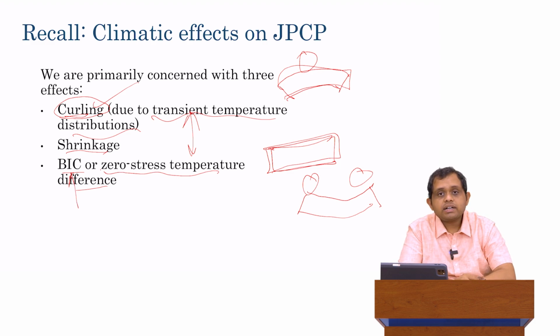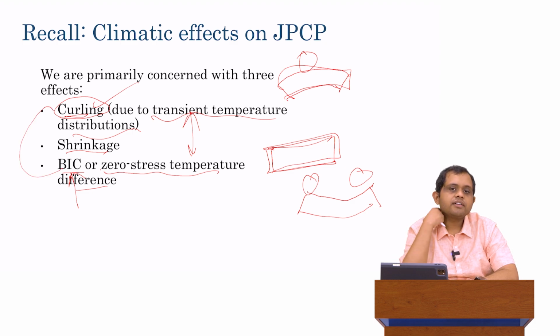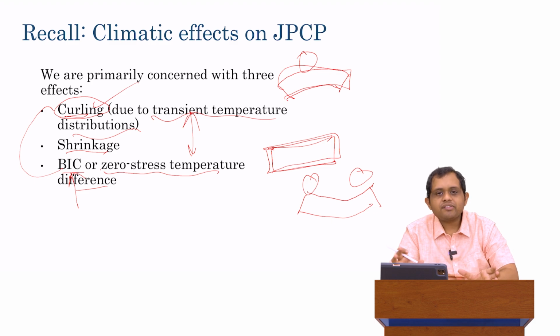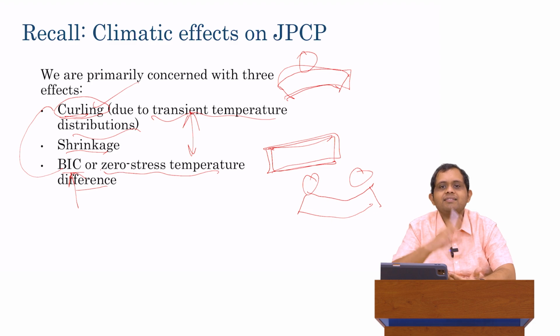You want to go back to that lecture, where we had a fairly detailed discussion of the mechanism of built-in curling and how we characterize it for design. I'm not going to repeat it here. So curling and BIC are related to temperature. BIC is basically one final number which, once the pavement sets, is present throughout the entire history of the pavement. Curling is a more transient behavior, because at every point in time, as the sun and the clouds are moving, you have differences in curling.